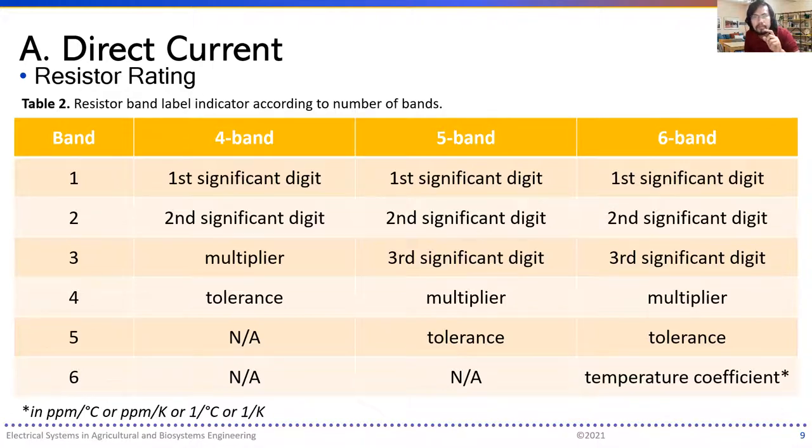We have the 5-band now. So we have an additional third significant digit, so higher precision or accuracy in the rating. So the multiplier and tolerance move over. But for the 6-band, we add the sixth band with a different purpose, and that's the temperature coefficient.